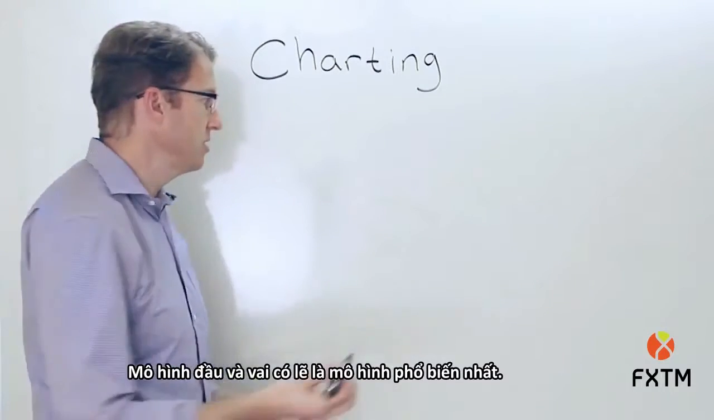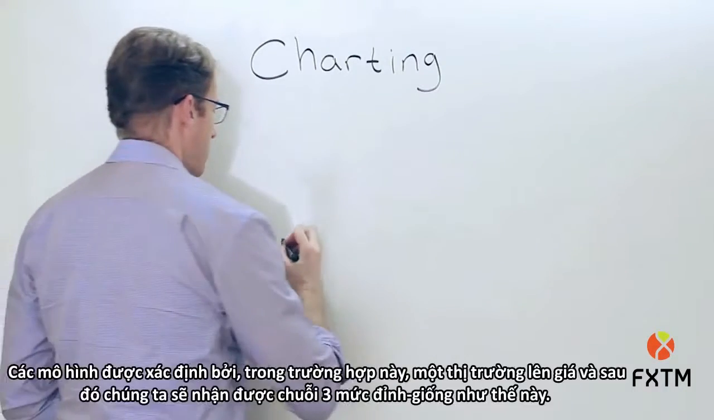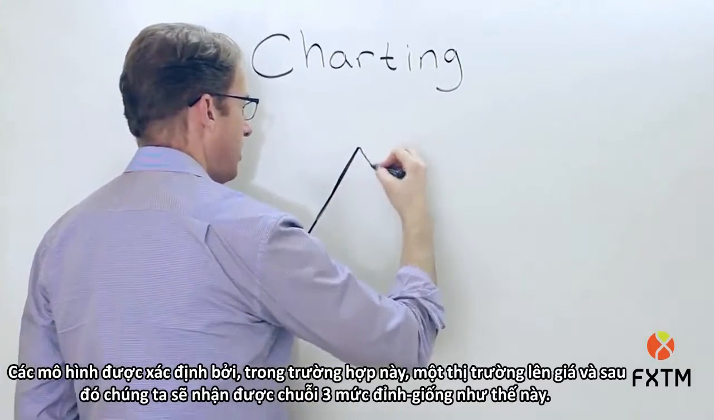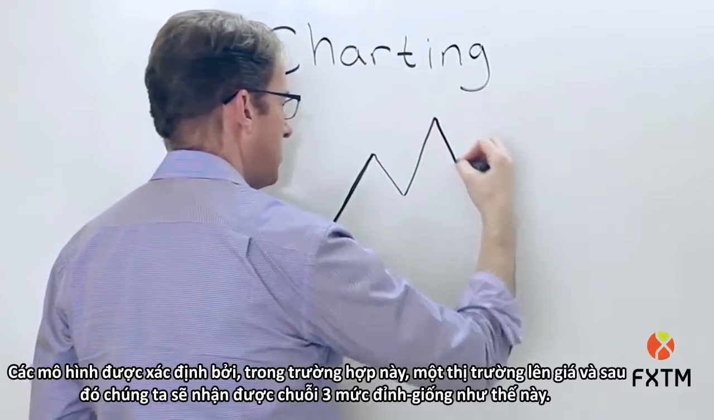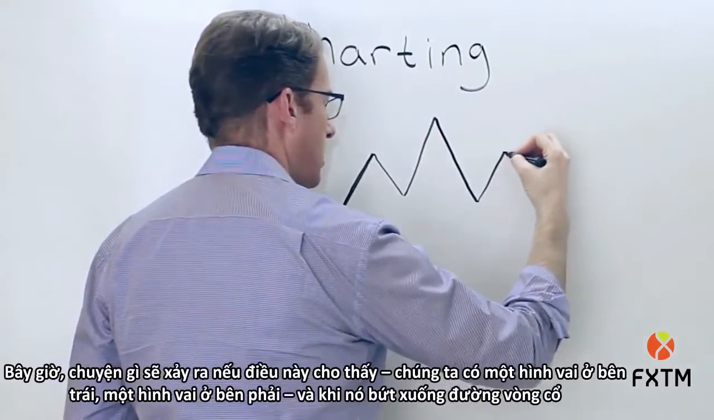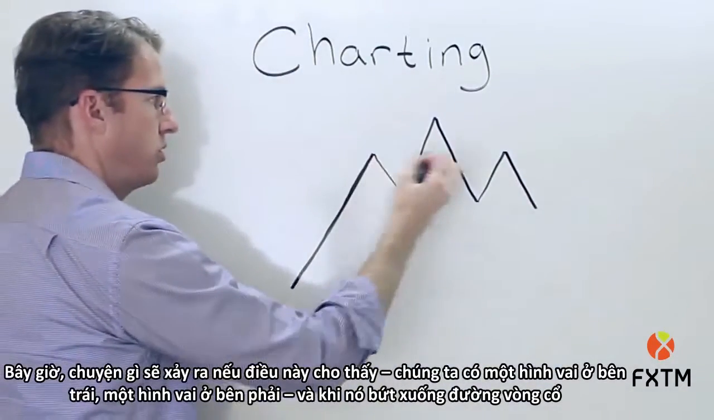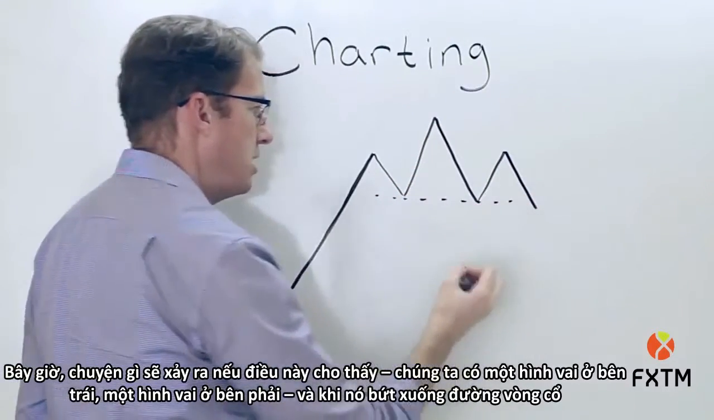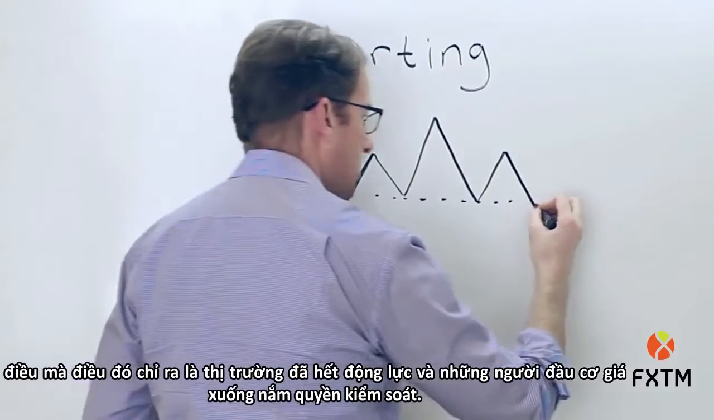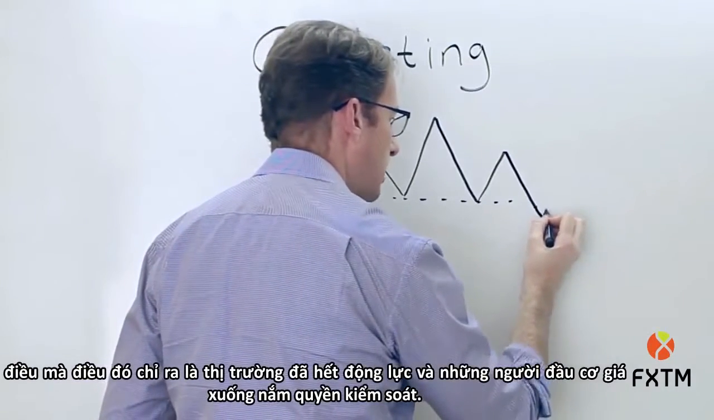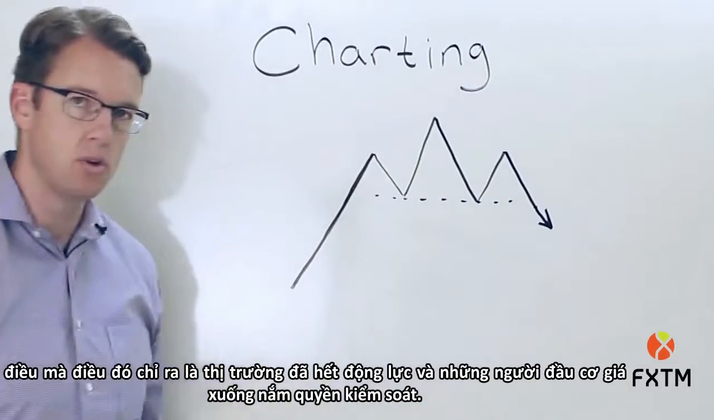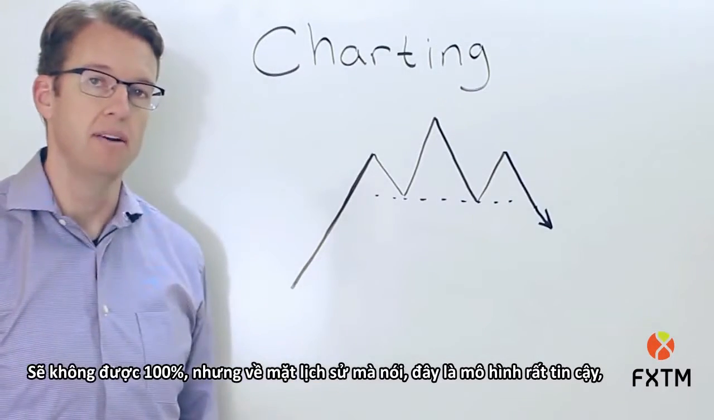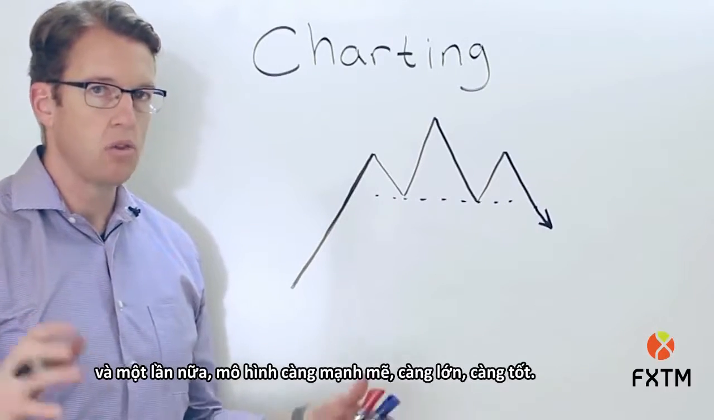The head and shoulders pattern is probably the most common. The pattern is identified by, in this case, a rising market, and then we get a series of 3 peaks. So just like this. What this is indicating, so we've got a shoulder on the left, a shoulder on the right, and a head here in the middle. And when it breaks below the neckline, what that's indicating is that the market has run out of steam and that bears are able to take control. Now, it's not going to be 100%, but historically speaking, this is a very reliable pattern. And again, the more dramatic, the larger, the better.